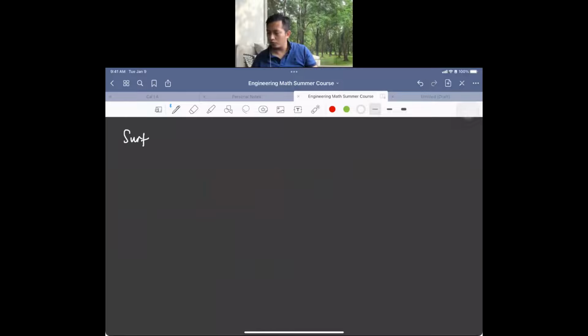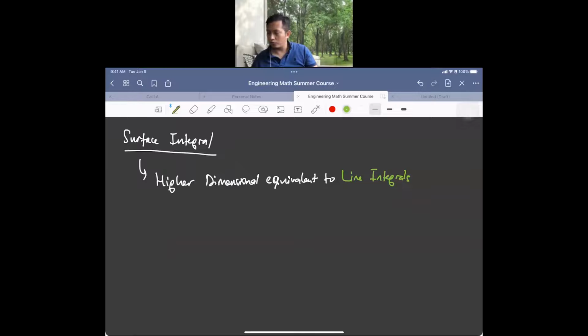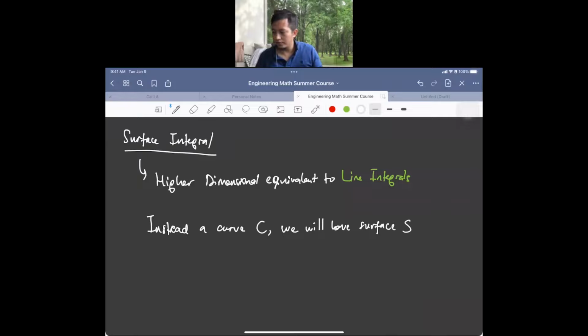Okay, now the surface integral. So what is a surface integral? Before we have the line integrals, right? And now we have the surface integral. So we can call this a higher dimensional equivalent to line integrals. So instead of a curve, we have a surface. Instead of curves phi, we will have surface S. Okay.